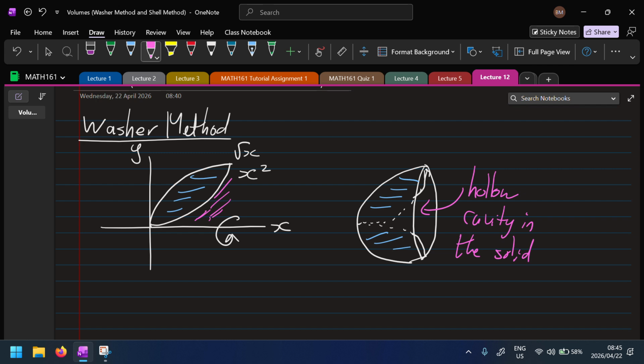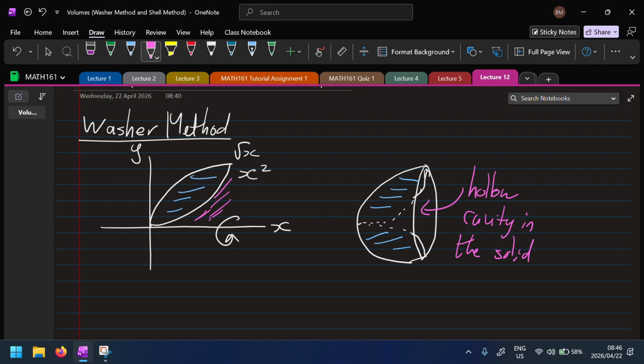Remember, for the disk method, the shape was always solid. It was like a solid bowl, a solid cone, a solid sphere, something like that. But in this case, you've got a hollow part inside. We can't use the disk method. Those disks were solid. You can't have a hole inside. So instead of using the disk method, we use this new method called the washer method. So how does that work?